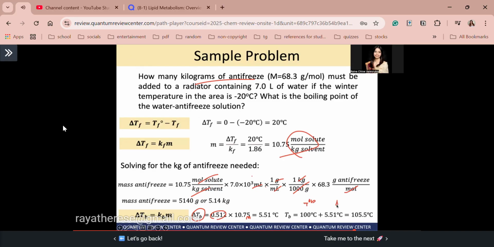And this is the change in TB. Change in TB is just equal to TB minus T naught B. So transpose T naught B, the boiling point of your solution, so that we can get it. So 100 degrees Celsius plus 5.51 degrees Celsius is equal to 105.5 degrees Celsius. That is the answer. I hope that's clear.